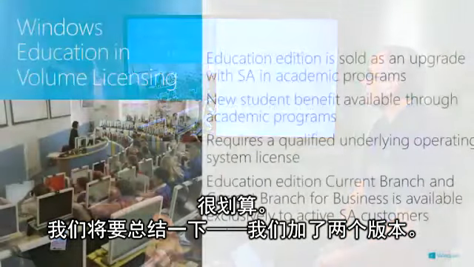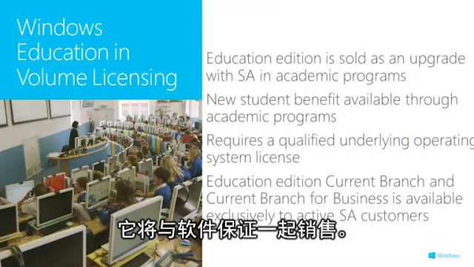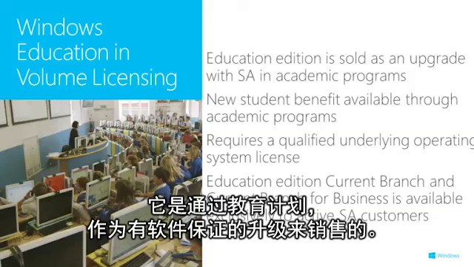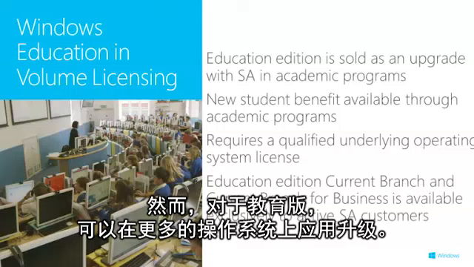Okay, we're just going to wrap up with two more. We've got the Education Edition. This is very similar to Enterprise Edition. It will be sold with software assurance. It's sold as an upgrade with SA through the academic programs. It does require qualified underlying operating systems. However, with Education, there's a broader set of operating systems that it's allowed to be applied on top of.